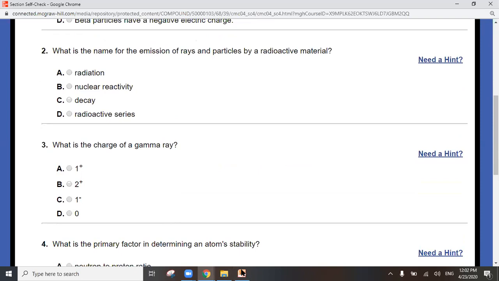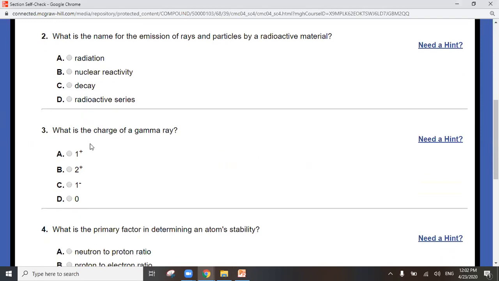Thanks, Asmari. Number two, Hussam. Can you answer question number two, please? What is the name for the emission of rays or particles by radioactive material? Radiation, nuclear reactivity, decay, or reactive series? Radiation, it's okay. Thanks, Hussam.